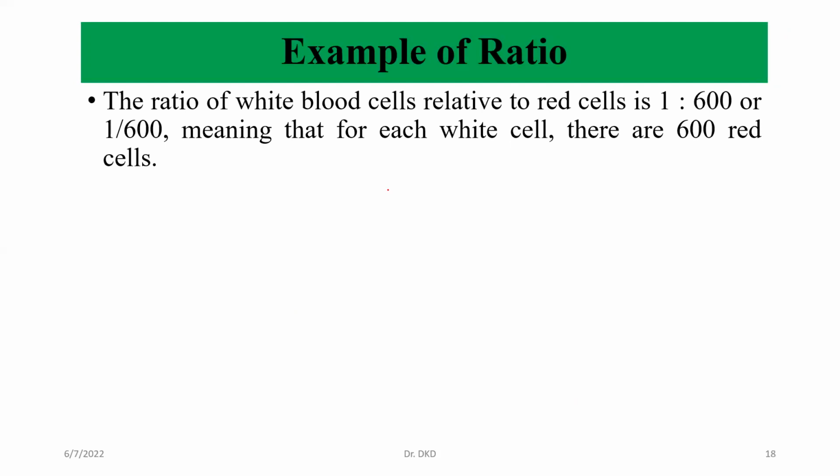We can say the ratio of white blood cells relative to red cells is 1 is to 600, or 1 divided by 600. So what is the meaning of that? We need to understand. It means that for each white cell, there are 600 red cells. This is the simple meaning of the ratio.